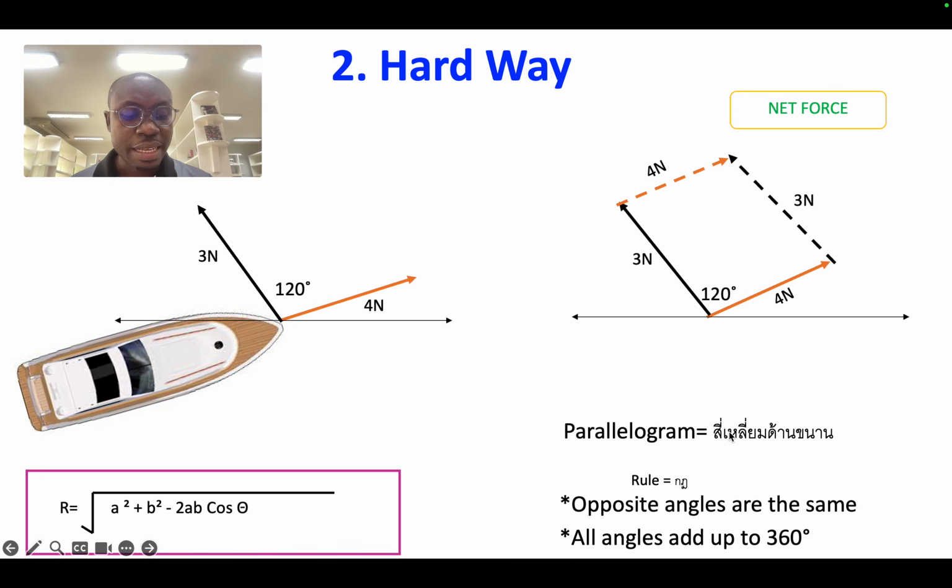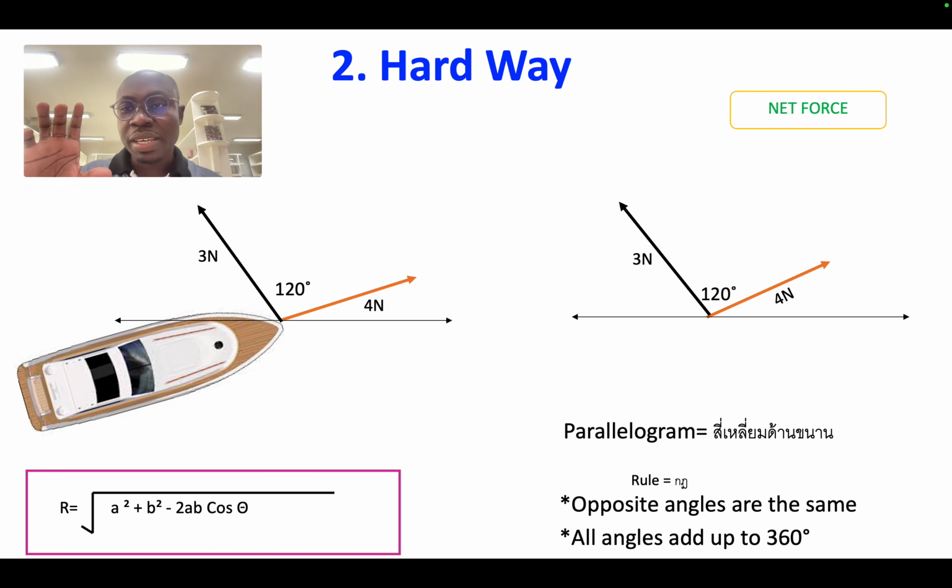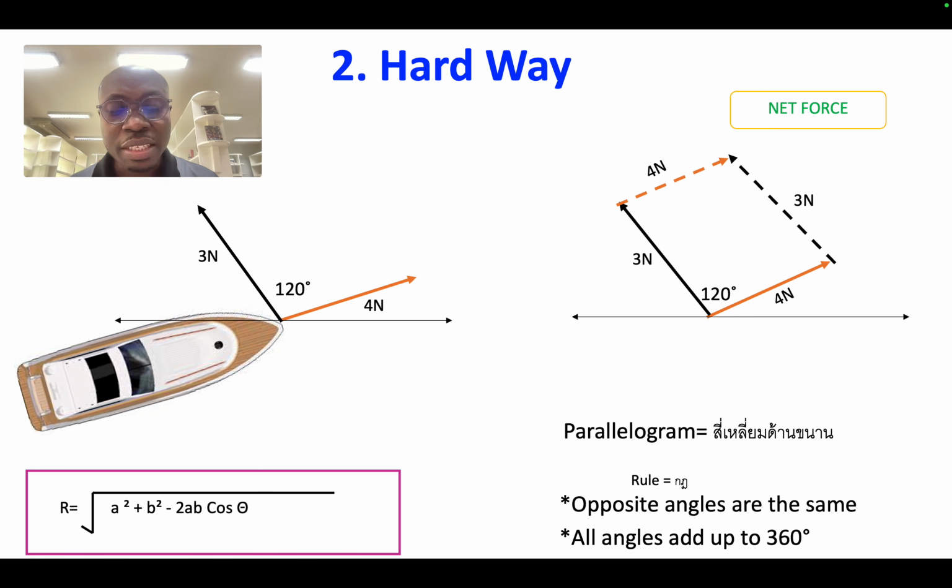Very good. Again, let's repeat. What did we do? Copy the force and paste at the opposite side. Copy 4 newtons and paste on the opposite side. And now we can draw the net force. The net force we draw from the 2 tails to the 2 heads. Okay, 2 tails to the 2 heads.